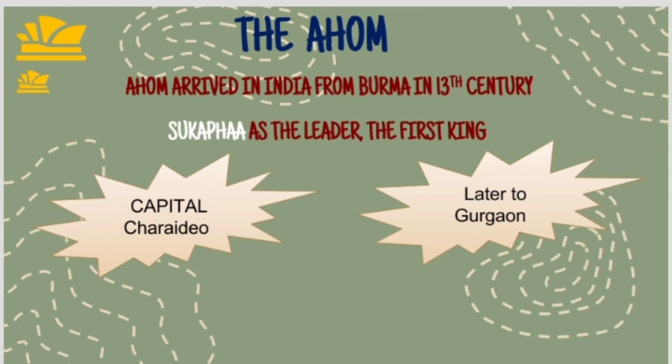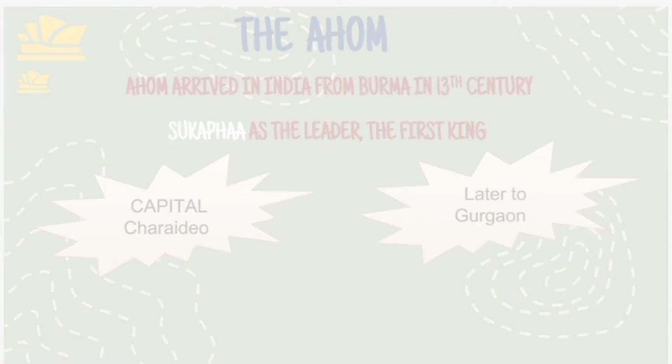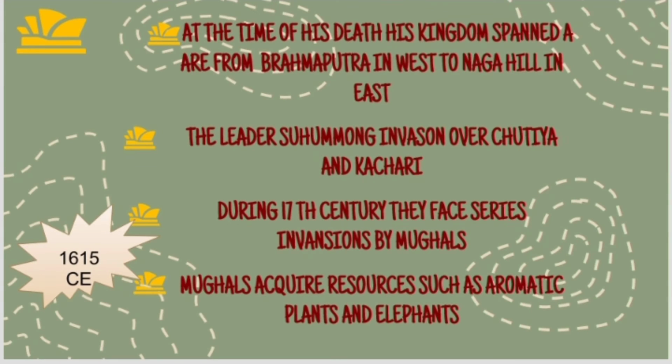The next is the Ahom dynasty. These people arrived from Burma, now we call it Myanmar, in the 13th century. Shukapa was the leader and the first king of the dynasty. He made Charaideo his capital, then later he changed to Gargaon. At the time of the death of Shukapa, the Ahom dynasty reached a vast area from the Brahmaputra to the Naga hills in the west and the east.